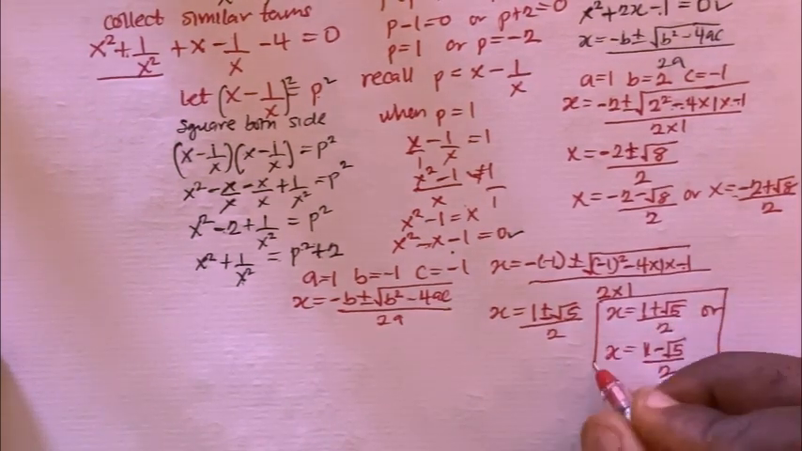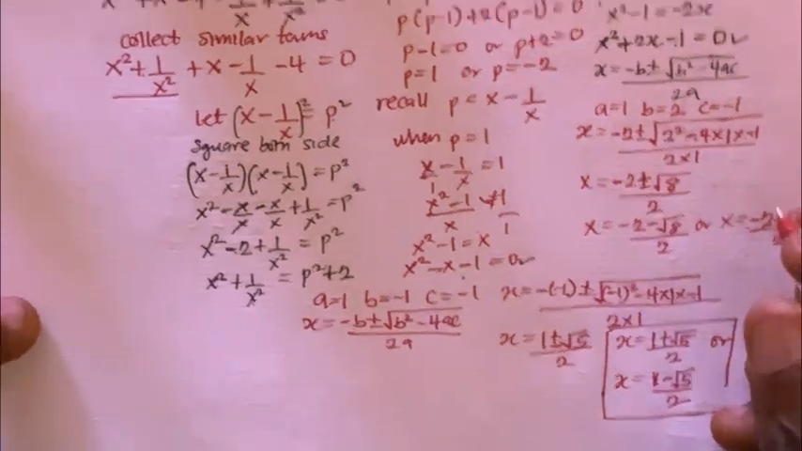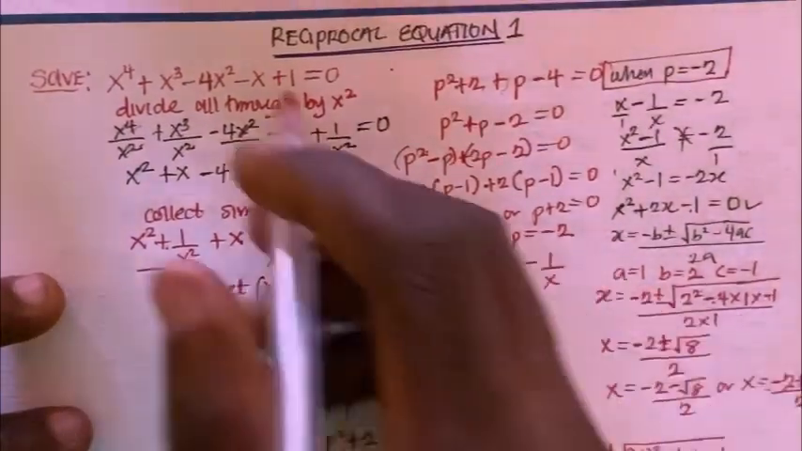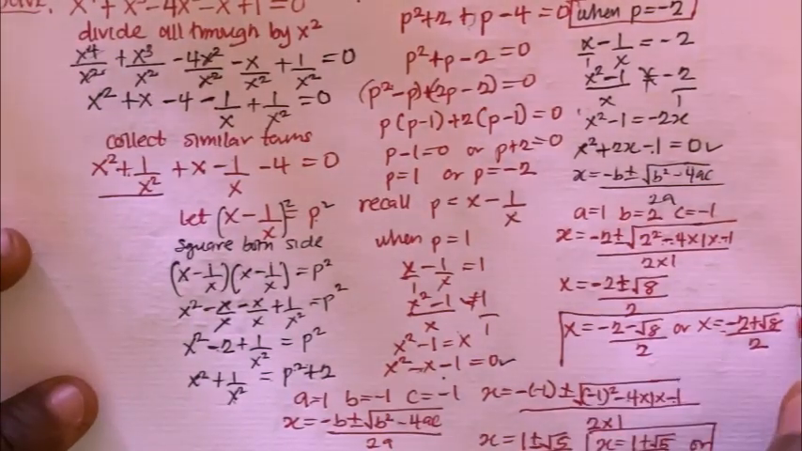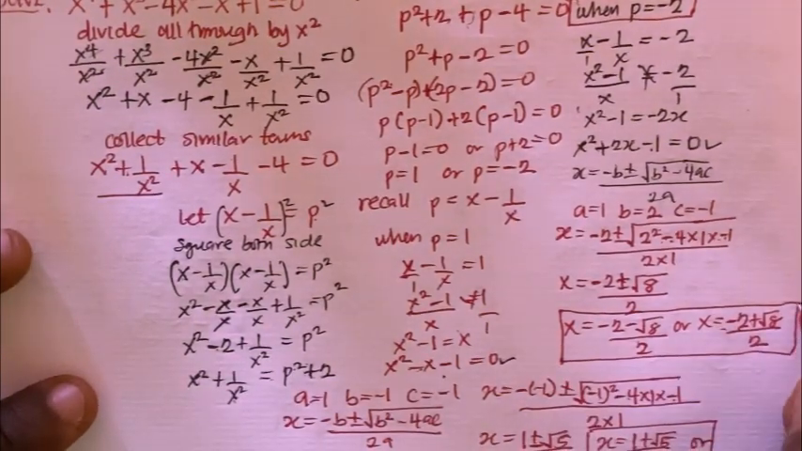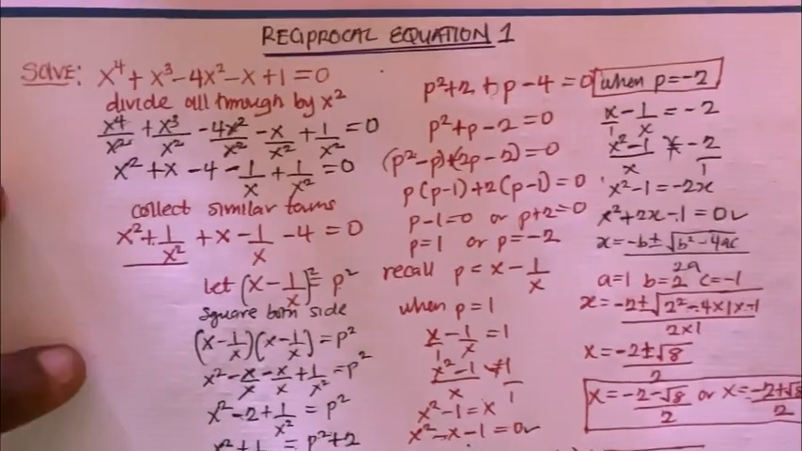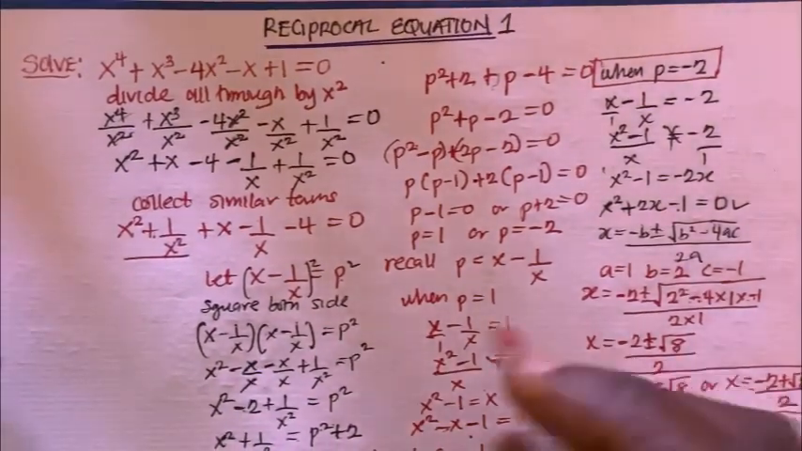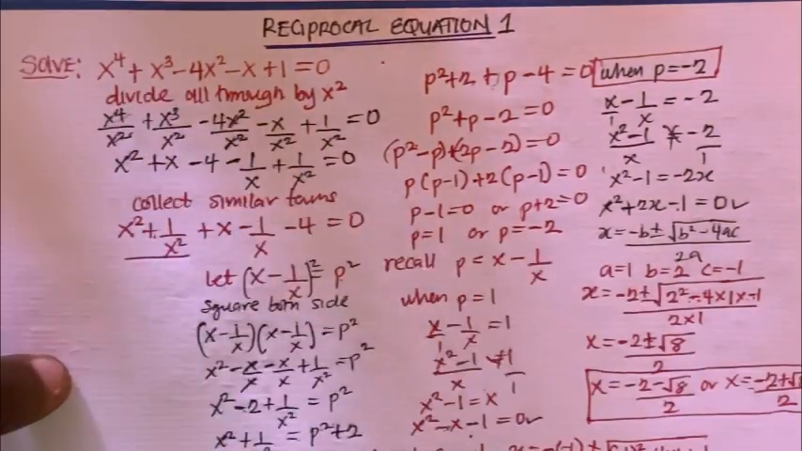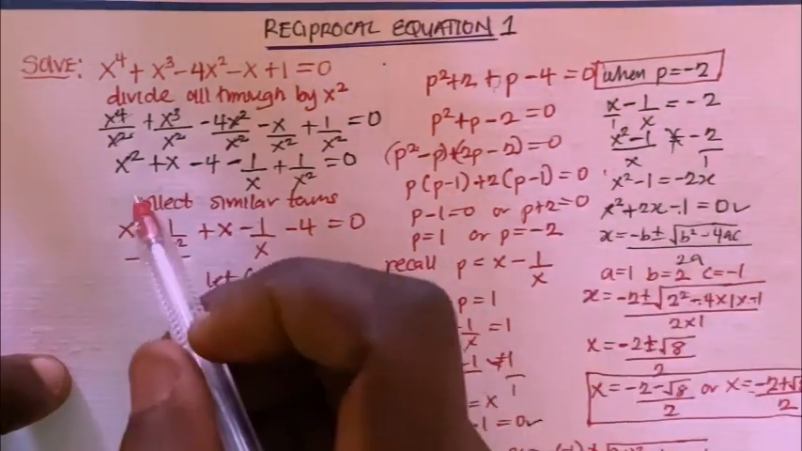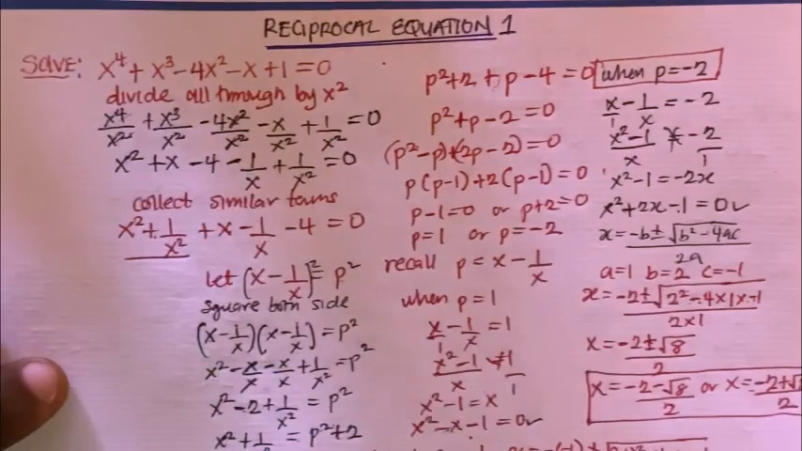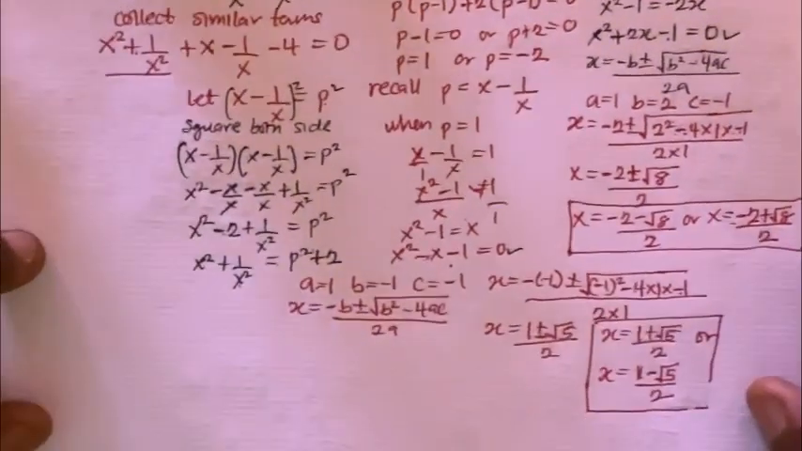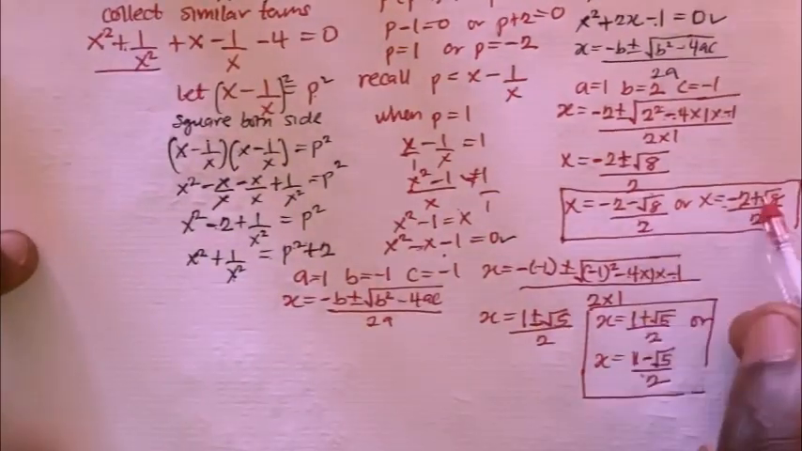So these are the values of x that are present in this reciprocal equation. And if you count, the roots must obey the fundamental law of algebra. The fundamental law of algebra says that a polynomial of degree n will have n roots, which means a polynomial of degree 4 will have 4 roots. This is a polynomial of degree 4, and it must have 4 roots, and the roots are 1, 2, 3, 4. So that's just it.